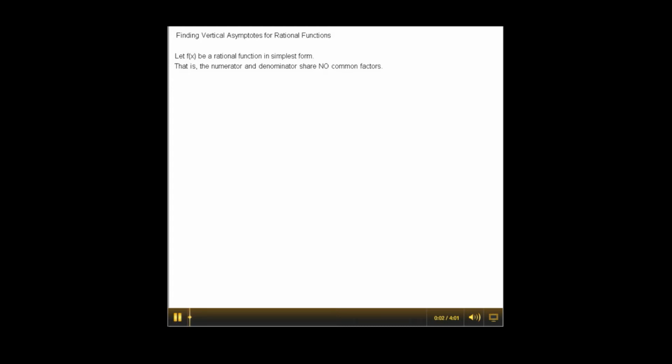Okay, we're going to continue on our discussion about finding vertical asymptotes for rational functions. In this video, we are going to determine how to figure out what the vertical asymptotes are for a given rational function. To start, let f of x be a rational function in simplest form. And what that means is that the numerator and the denominator will share no common factors.